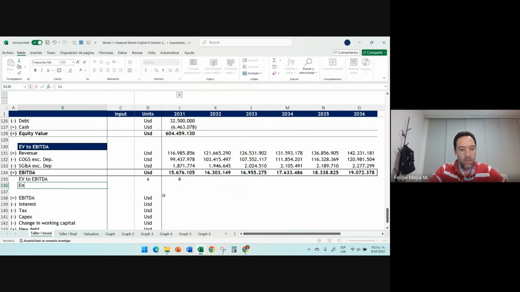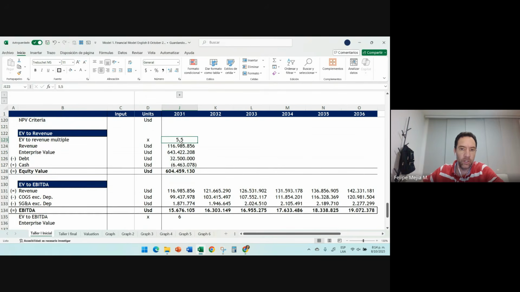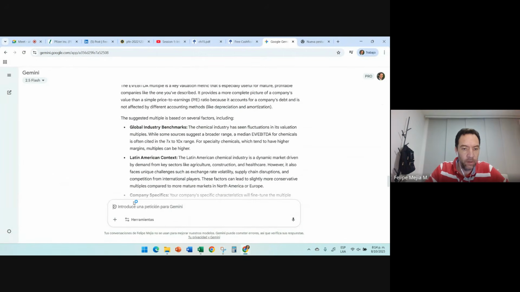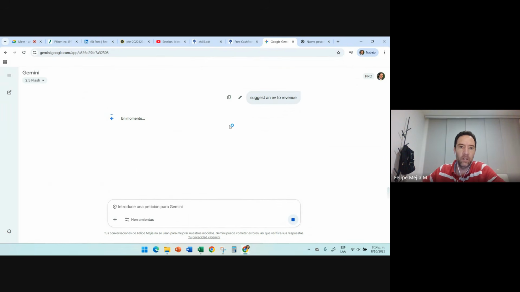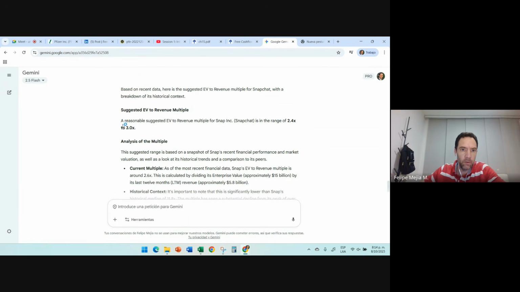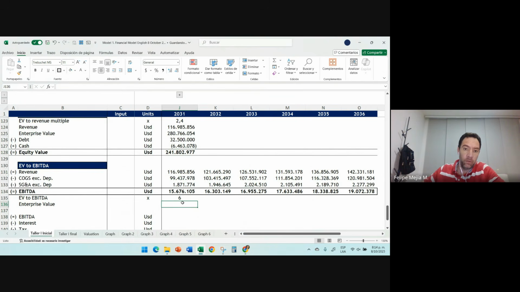Let's take enterprise. Let's change this outrageous valuation. That's for startups that can double their revenues each year. So suggest an EV to revenue, so we can change the number before. It's probably going to suggest a slower number. 2.4 to 3, which makes a little bit more sense. Let's just check 2.4. We're going to have two different valuations.